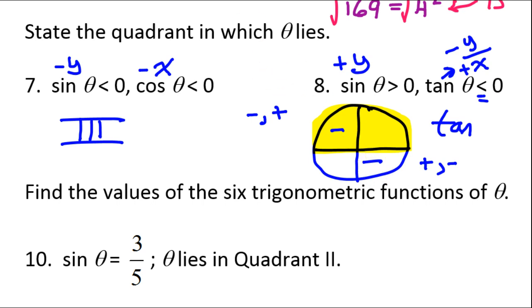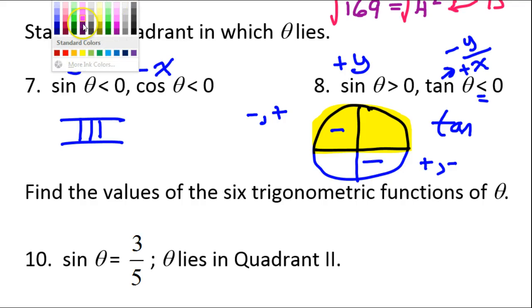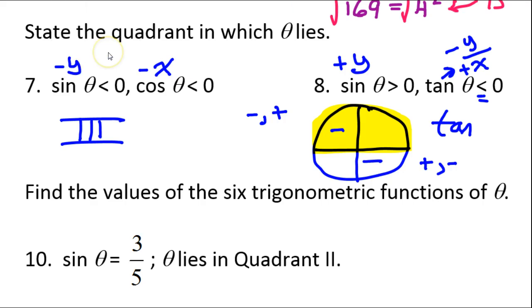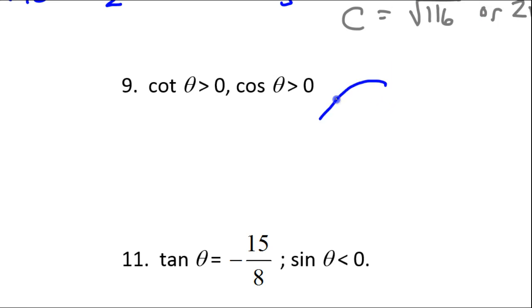So since the tangent is negative here and here, the green space here is the quadrant that satisfies both conditions. So we're talking about the second quadrant. Let's do one more of these.